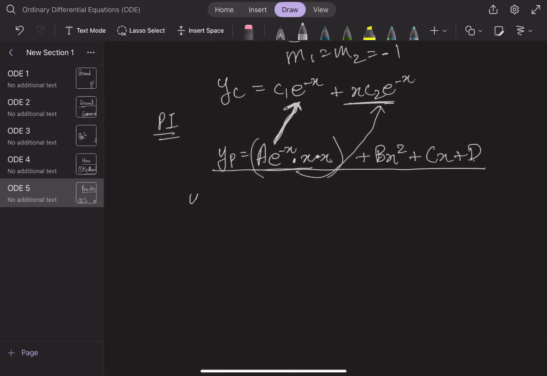Now let's find yp dash. First let's write the yp again. It's a x square e raised to minus x plus bx square plus cx plus d. Now let's find yp dash.